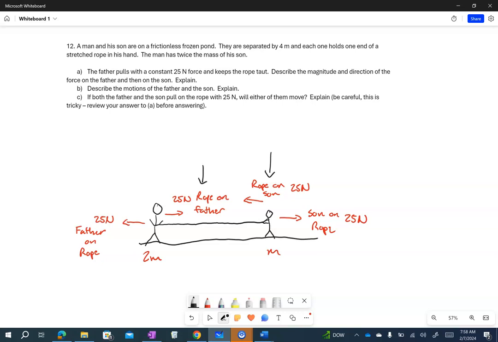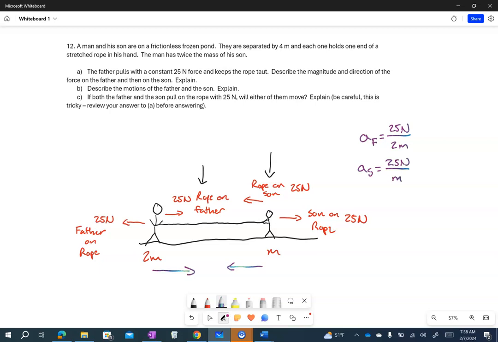So in B, what is the motion of the father and the son? Well, the father is going to move towards his son, and the son is going to move towards the father. Now, there is a slight difference between their motions because of their mass. What's going to be the difference there? Well, the acceleration of the father, we'll call that a_F, is equal to that 25 newton force over 2 times the mass of the son. The acceleration of the son is going to be that 25 newton force over 1m.